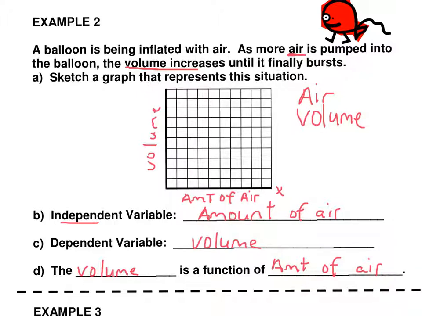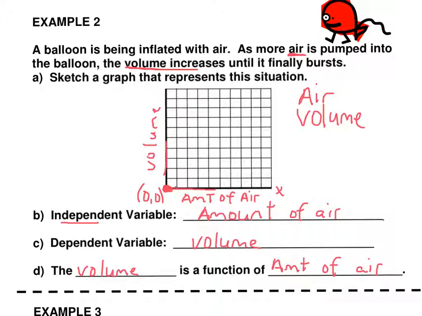All right, so where would you start this particular graph? You're not always going to start at 0, 0, but on this one you're going to start at 0, 0, because if the balloon doesn't have any air in it, it has no volume. So we'll start there. Now, as you put more air into it, we're not even going to number this, we're just going to kind of graph it. So if you put this amount of air into it, you could end up with a volume here. So the more air that you put into it, the higher the volume.